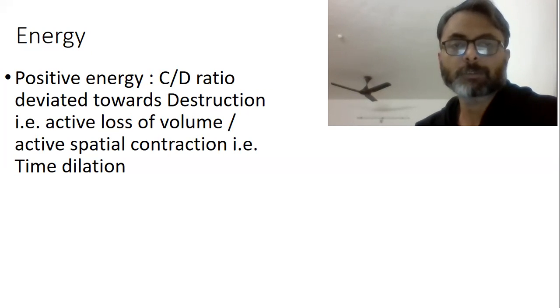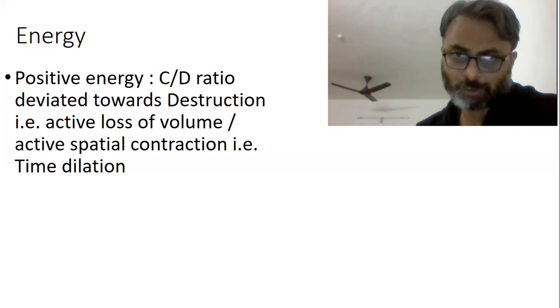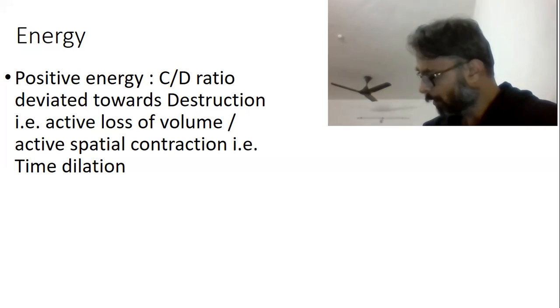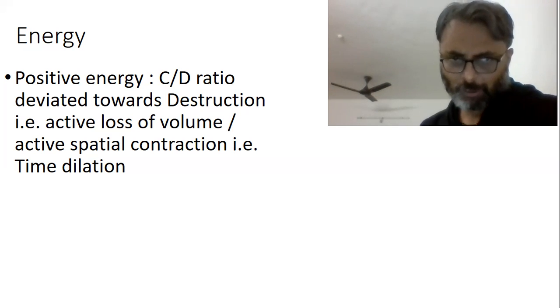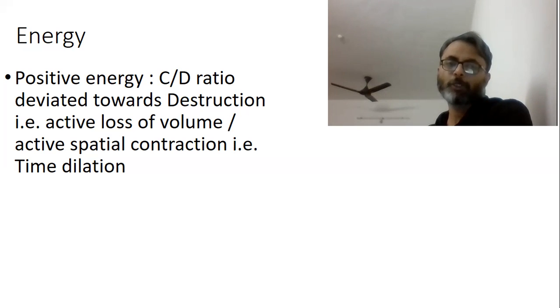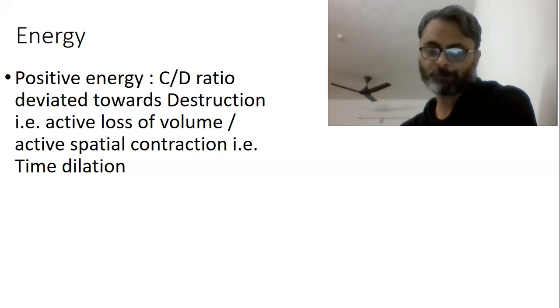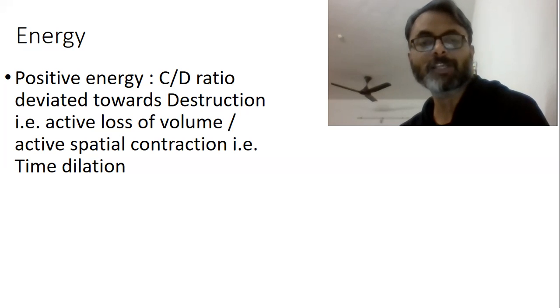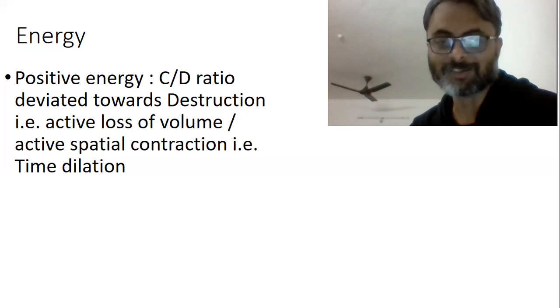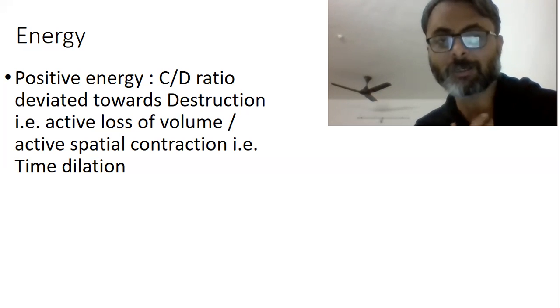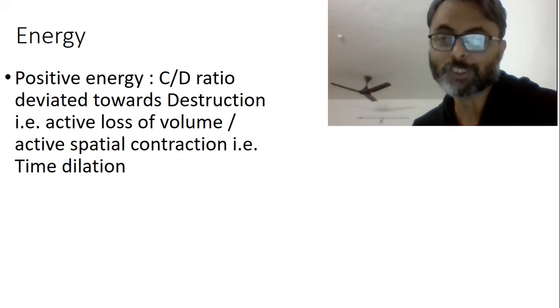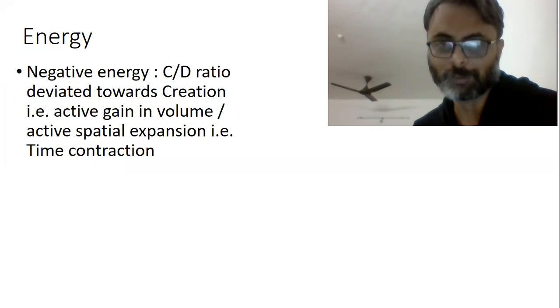Positive energy is what happens when the C by D ratio is deviated towards destruction. Whenever there is an active loss of volume or active spatial contraction, that is time dilation. So any place where there is extreme time dilation and active spatial contraction, predominantly positive energy is present.